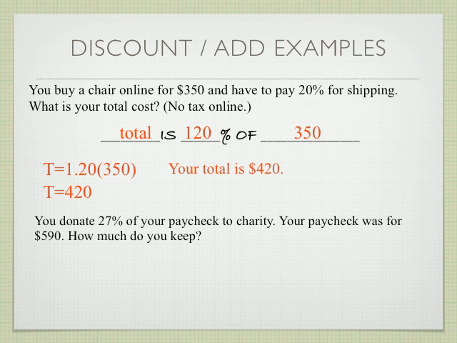Okay, you donate 27% of your paycheck to charity. Your paycheck was for $590. How much do you keep? So my keep percentage wouldn't be 27%. 27% is what I give away. If I give away 27%, what percent do I keep?